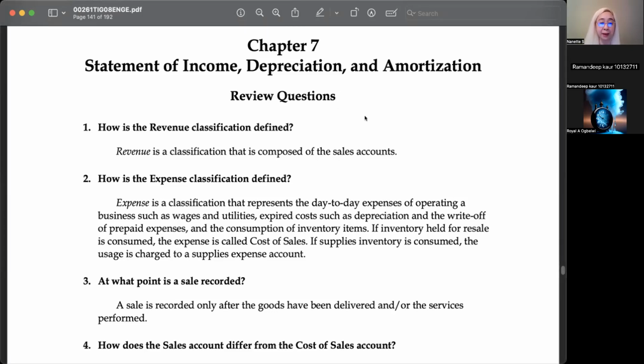Now, what about expenses? How do we classify expenses, Raman? Expense is a classification that represents the day-to-day expenses of operating a business, such as wages and utilities, expired costs such as depreciation and the write-off of prepaid expenses, and the consumption of inventory items. If inventory held for resale is consumed, the expense is called cost of sales. If supplies inventory is consumed, the use is charged to a supplies expense account.